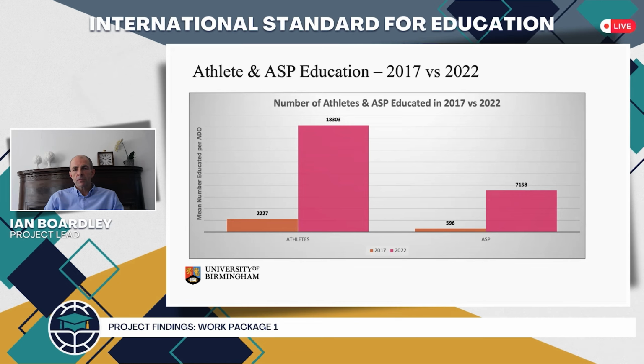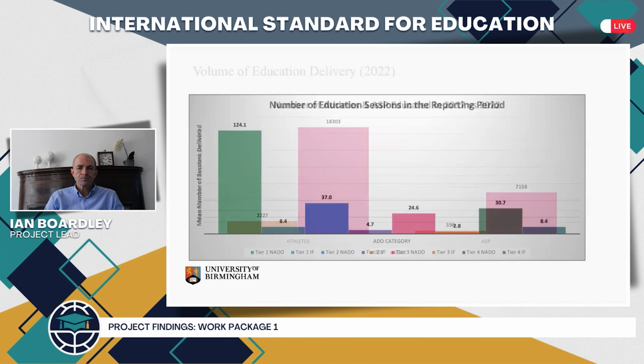being a real game changer. And I think the requirement to do that through COVID was a big learning experience for organisations. So this might explain some of the differences in the number of athletes and ASP educated, but I think there's still a strong influence of the ISE here in terms of the number of athletes and ASP receiving education.